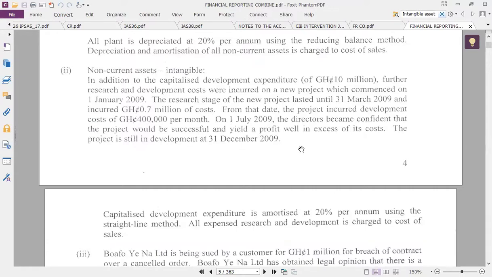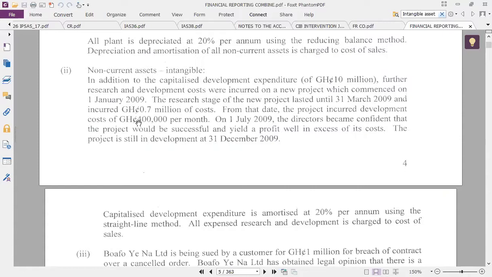Then they said that the project is still in development as at 31st December. So still continue capitalizing until you are done. You cannot amortize continuous development cost. No, you can't charge depreciation. So all we have to do, if you want to calculate development, is start from July up to December. From 1st July to December is how many months? 6 months. So 6 times 400,000, 6 4s are 24. That will be 2,400. So that's 2.4 million. That's the development cost. That is all.